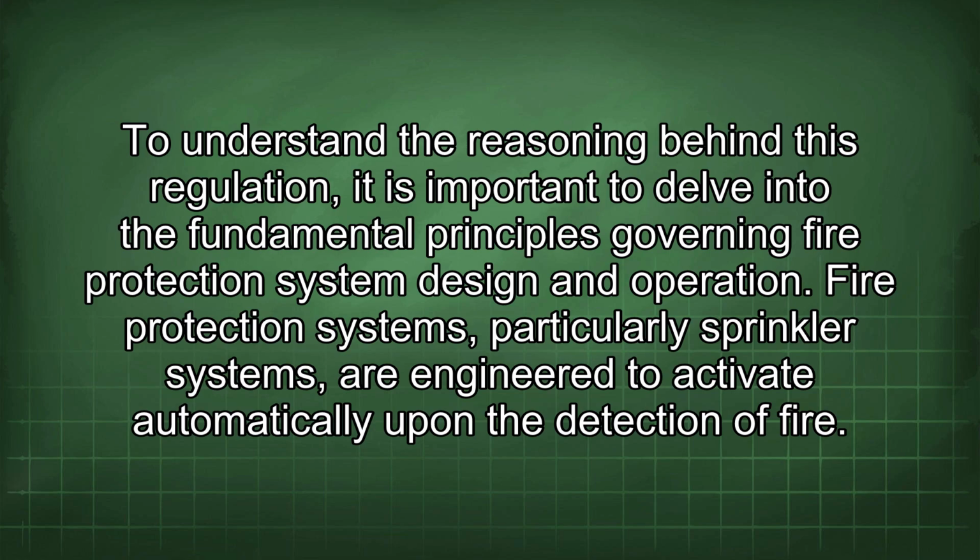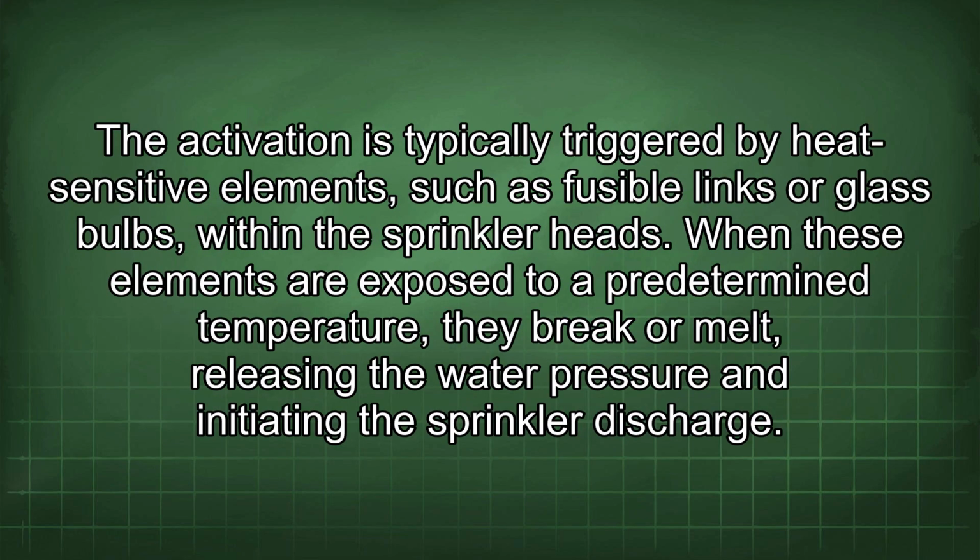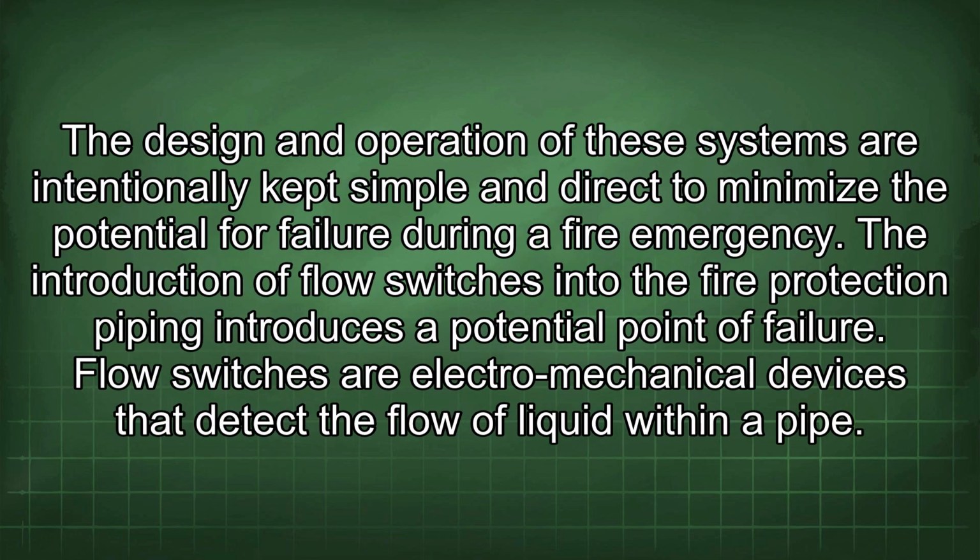Fire protection systems, particularly sprinkler systems, are engineered to activate automatically upon the detection of fire. The activation is typically triggered by heat-sensitive elements such as fusible links or glass bulbs within the sprinkler heads. When these elements are exposed to a predetermined temperature, they break or melt, releasing the water pressure and initiating the sprinkler discharge. The design and operation of these systems are intentionally kept simple and direct to minimize the potential for failure during a fire emergency.